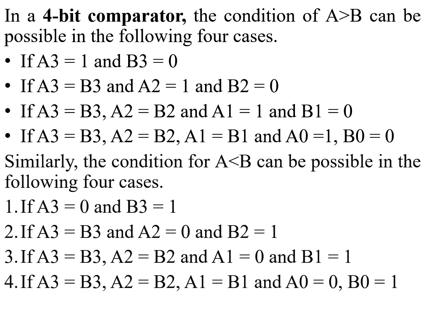Similarly, the condition A less than B is possible in the following 4 cases. If A3 equal to 0 and B3 equal to 1; if A3 equal to B3 and A2 equal to 0 and B2 equal to 1; if A3 equal to B3, A2 equal to B2 and A1 equal to 0 and B1 equal to 1; if A3 equal to B3, A2 equal to B2, A1 equal to B1 and A0 equal to 0, B0 equal to 1.